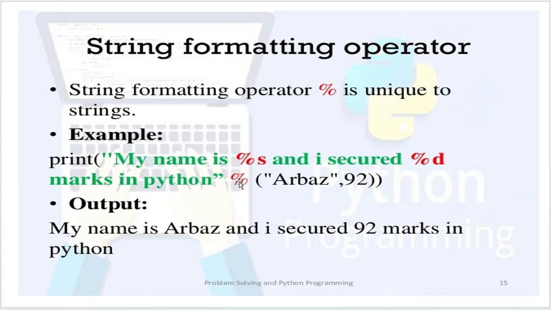This percentage format operator should be followed by the variables that you have to replace there. This is an example. The output is "my name is", and instead of %s, the name will be taken, and "I've secured %d", in place of %d, 92 will be placed. This is an example of how string formatting operators are used.